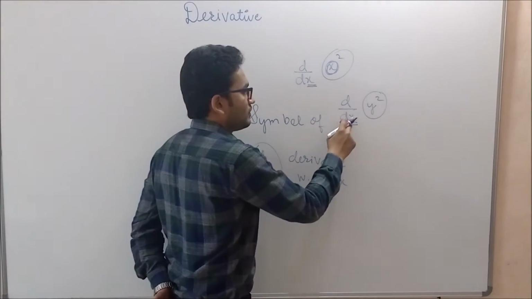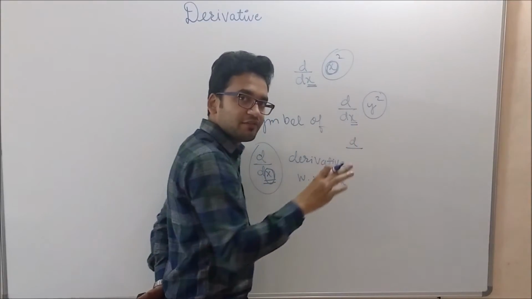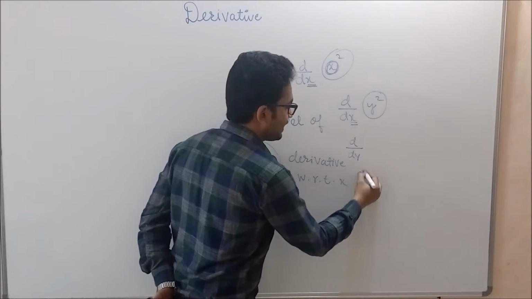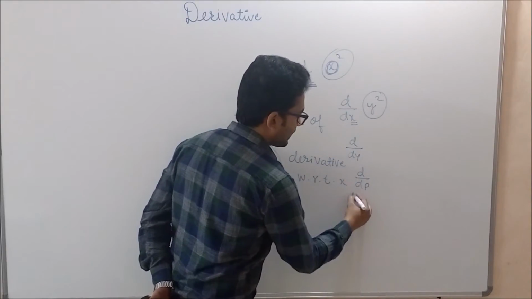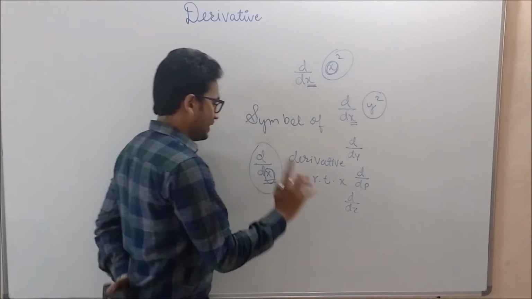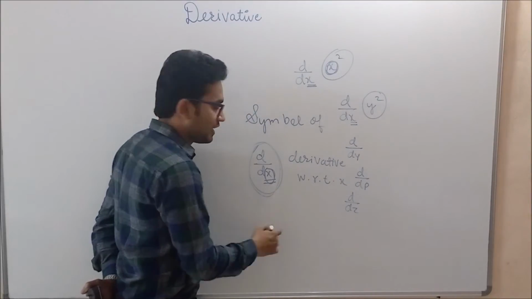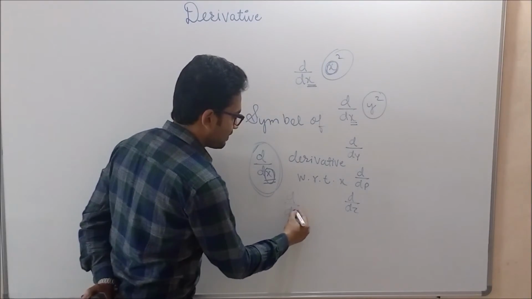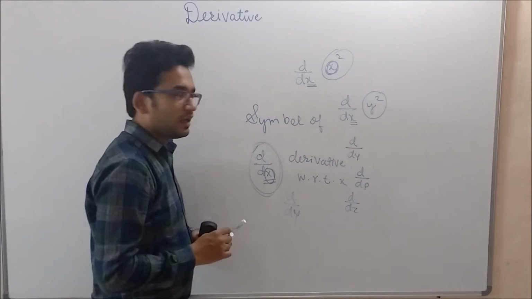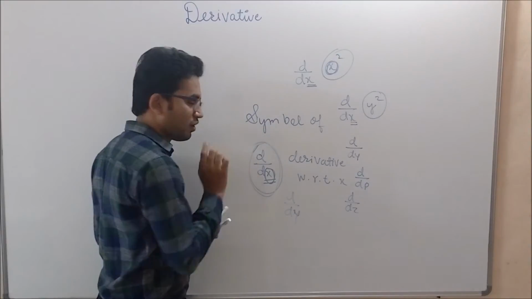Here it is not at all necessary that the derivative will always be in the form of x. It can be d upon dy, d upon dp, d upon dz, anything. Usually there are two forms only: d upon dx, derivative with respect to x, and derivative with respect to y. These are the two most common derivatives. I have shown you the symbol also. What is the symbol of derivative?